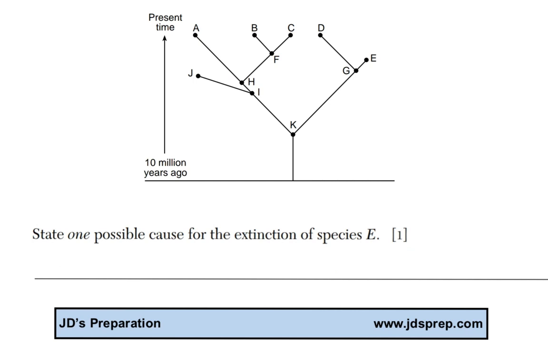The next part reads, state one possible cause for the extinction of species E. We have very little information to base this off of since we don't know what species we're dealing with, but we do have a time scale from present day to 10 million years ago. So perhaps one thing we can say is there was some sort of extinction event that could have been caused by a change in environment, or it may not have been able to adapt to the changes in its environment in order for it to thrive and reproduce, thus driving it into extinction.